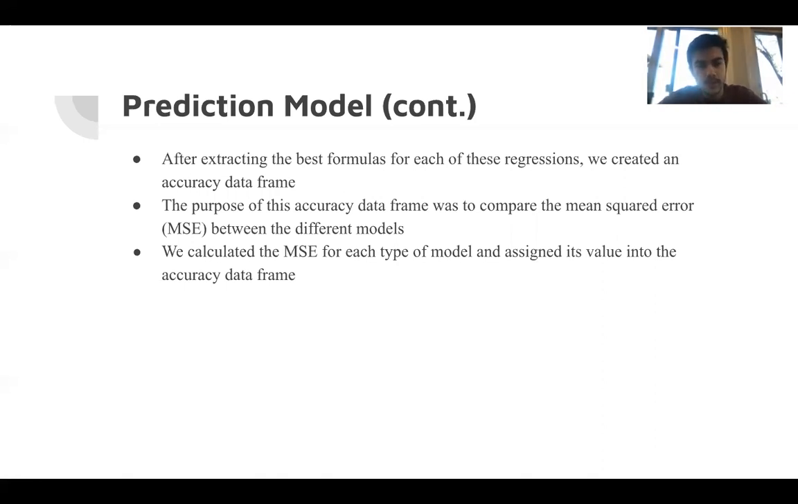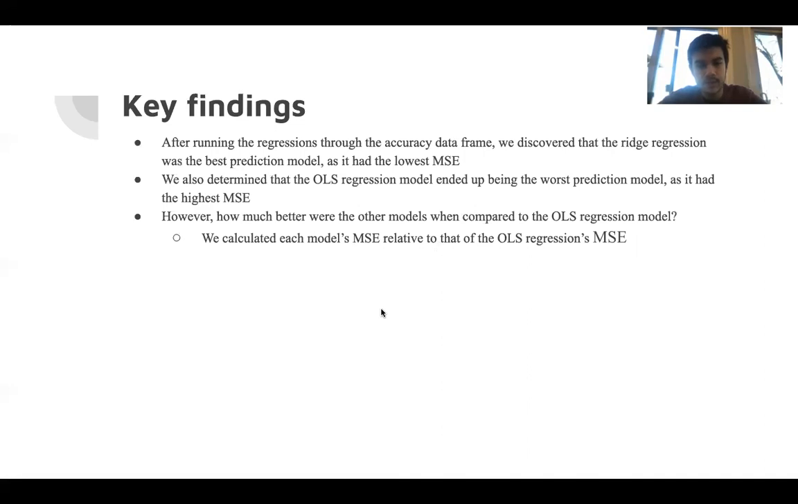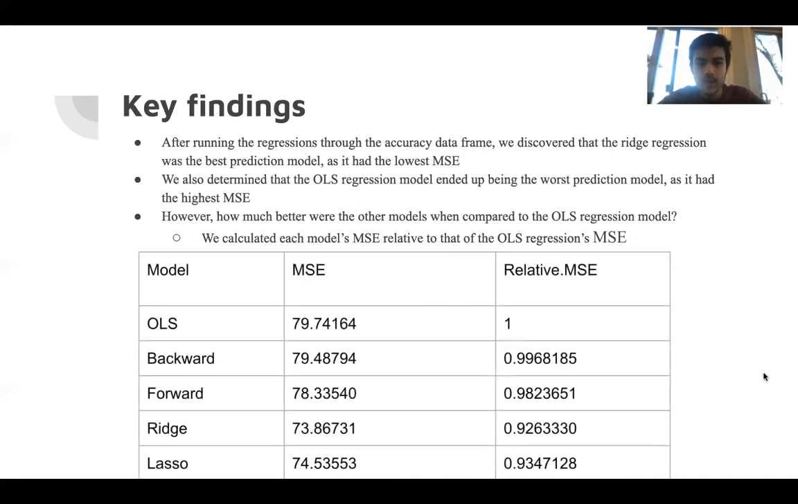Moving on to the next slide, we can see the key findings of our study. After running the regressions through the accuracy data frame, we discovered that the ridge regression actually was the best prediction model, as it had the lowest MSE. As you can see in the chart at the bottom, it had an MSE of 73.87, which is considerably lower than the other 4 models that we ran.